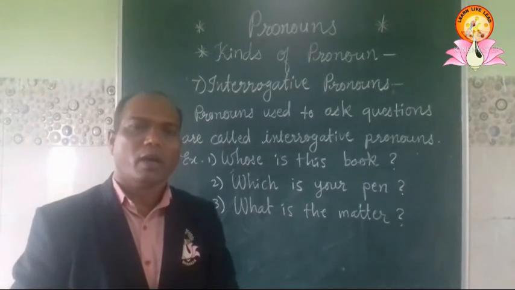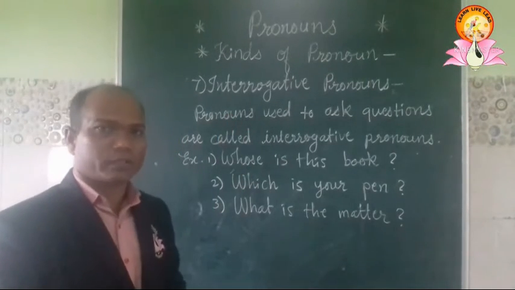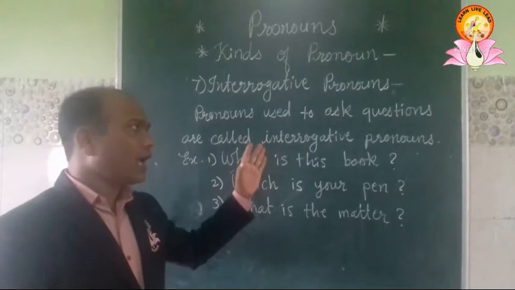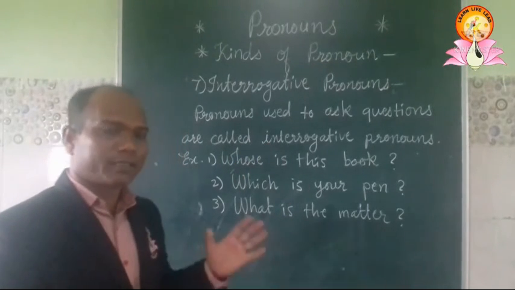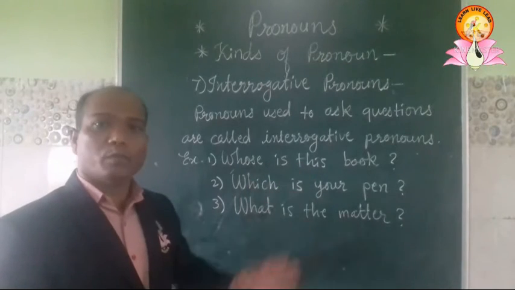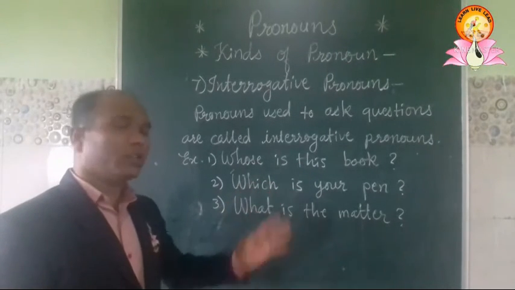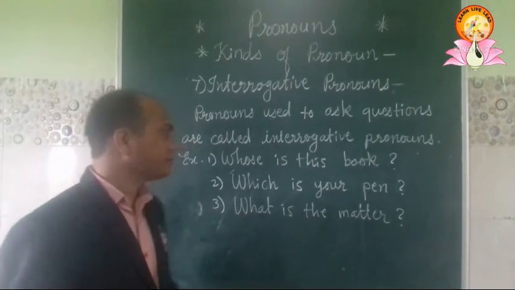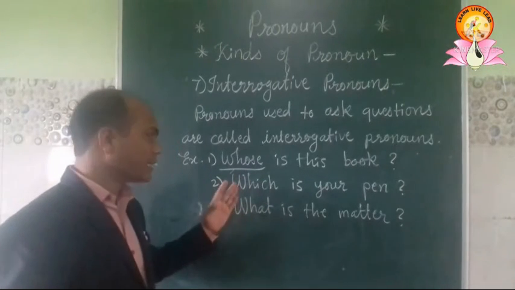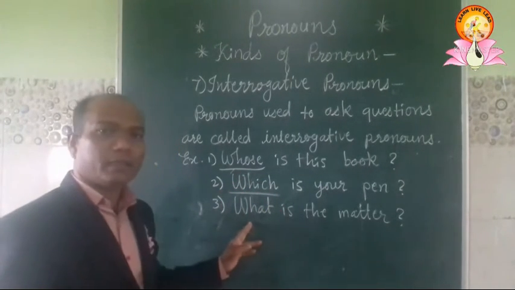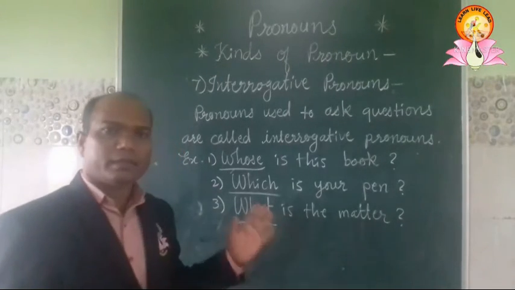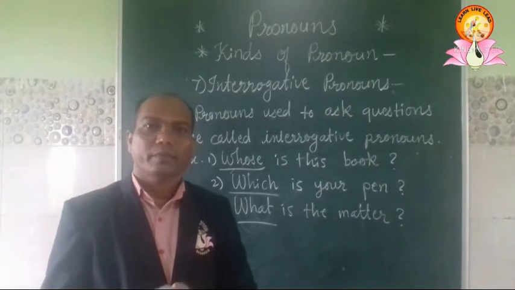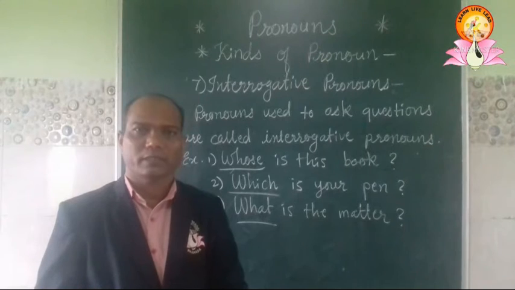Another kind of pronoun is interrogative pronouns. Pronouns used to ask questions are called interrogative pronouns. For example, whose is this book? Which is your pen? Third example, what is the matter? Here in the first sentence, whose. In the second sentence, which. And in the third sentence, what. They are all used as interrogative pronouns because they are used to ask questions.